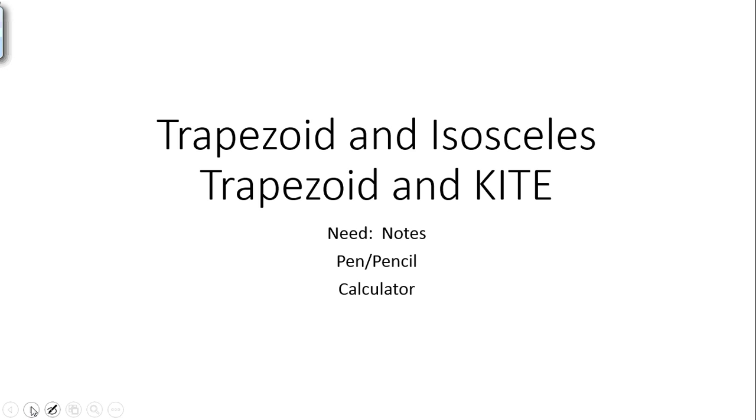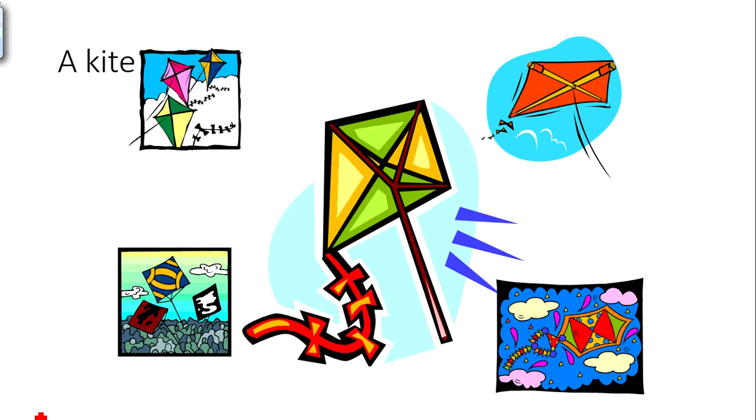So make sure that you're writing in the appropriate one, and make sure you write all the properties down so that we can use them in class. So let's first start with the kite. The kite is exactly what you imagine it to be. It's this old school picture of a kite. That shape is what we're talking about when we talk about a kite.